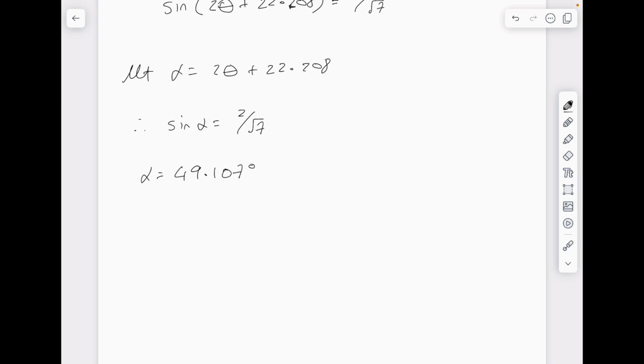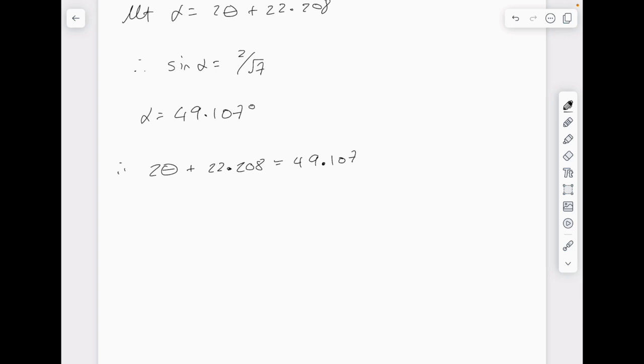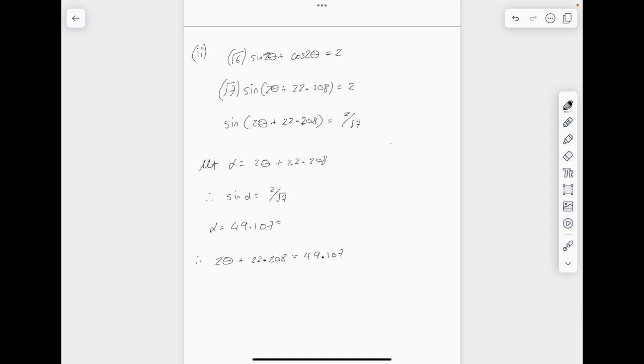49.107 degrees. Okay. Now, I can therefore say that 2 theta plus 22.28 is equal to 49.107 degrees. Before I get there, I'm going to use our CAST diagram. We've got 49.107, and we are solving for what?